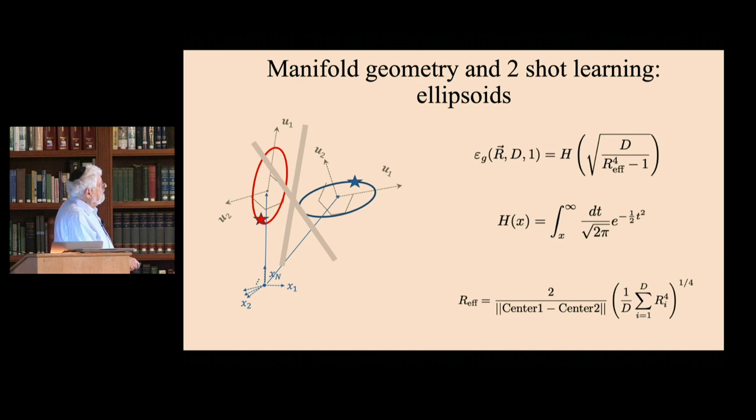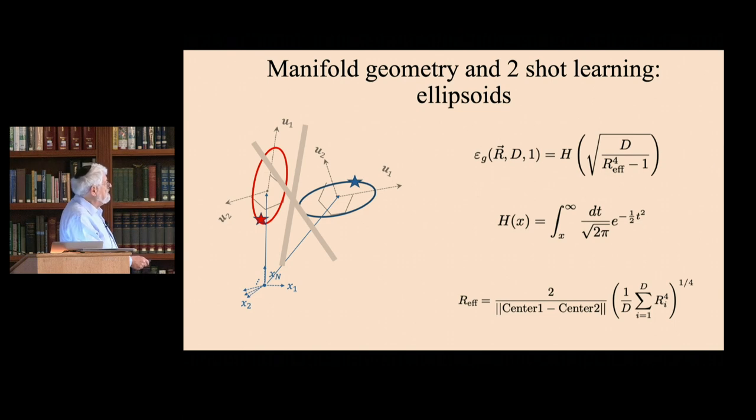It turns out we can do the math for two-shot learning of high-dimensional ellipsoids, and it's an amazingly simple result. Each ellipsoid, let's say they have the same geometry but different orientation and location, has a structure given by a set of radii along the principal axes. So this is the vector r, and they reside in d dimensions. So this is d.